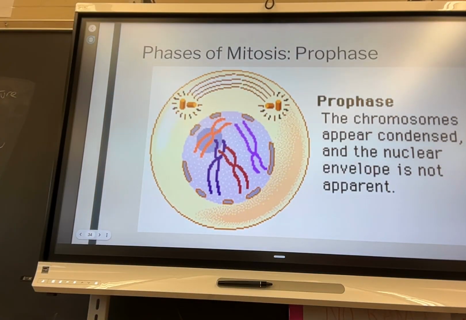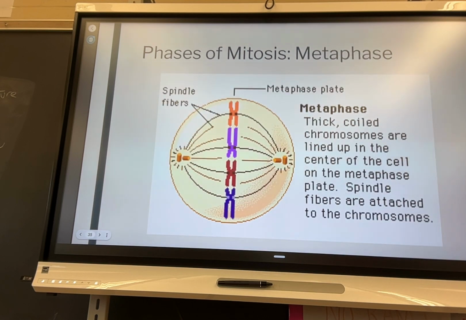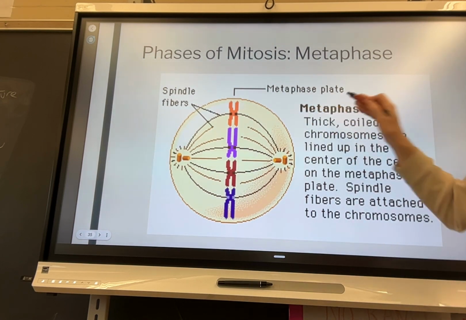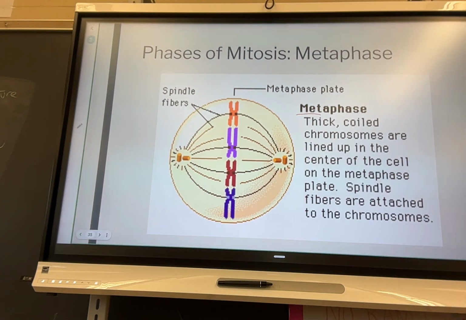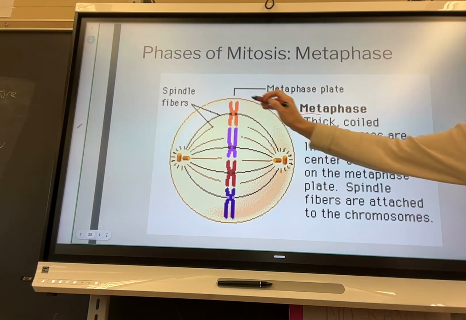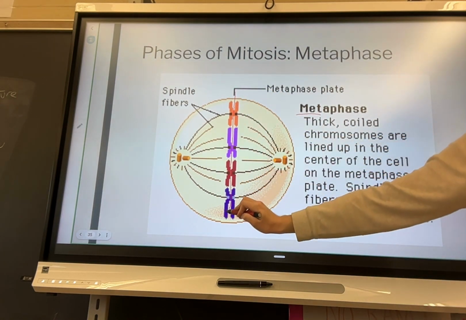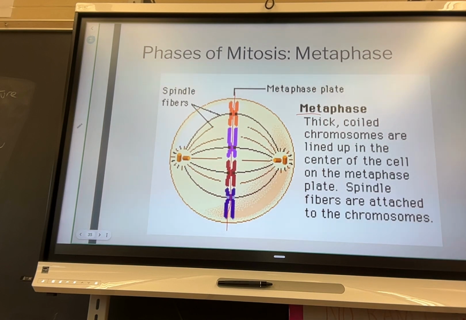So our next stage then is going to be called metaphase. Like I said, meta is like the middle. So in this stage, our chromosomes have been fully removed from the nucleus. The nucleus is no longer there. And what you can see is they are lined up in the middle of the cell. We call this the metaphase plate. This is going to be kind of the dead center of the cell. They're going to line up in order, kind of like if I just had you guys stand in a line up front here.